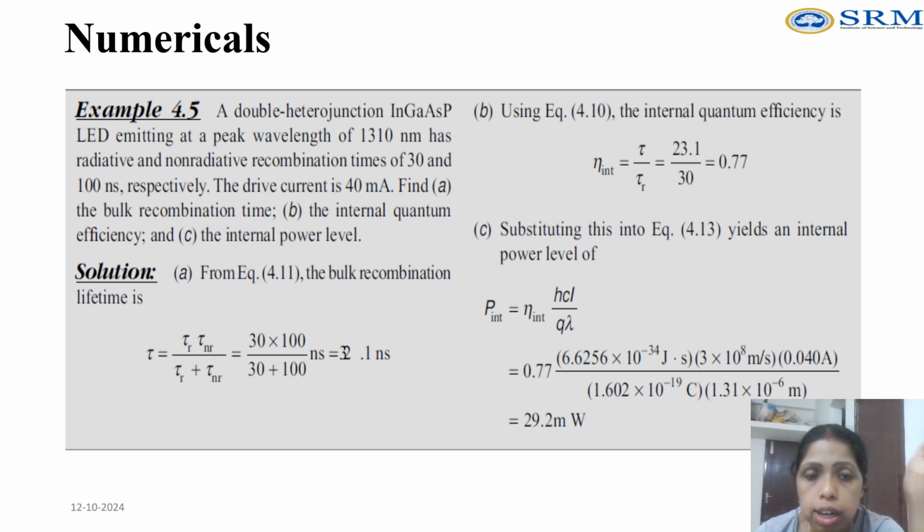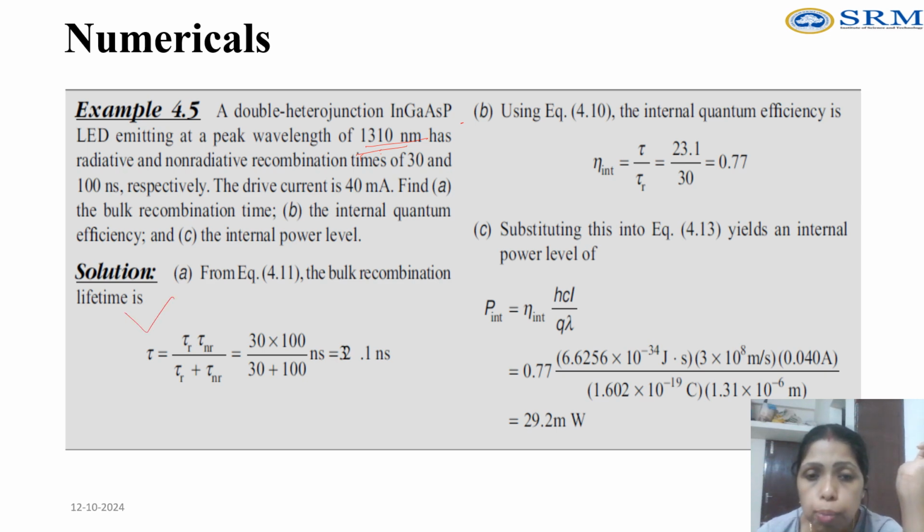So this is the numerical. There is a double heterojunction indium gallium arsenide phosphide LED. The emitting wavelength is 1300 nanometer. The LED can emit this wavelength light. It has radiative and non-radiative recombination lifetimes of 30 and 100 nanoseconds. So radiative recombination and non-radiative lifetime: this is 30 nanosecond, 100 nanosecond.